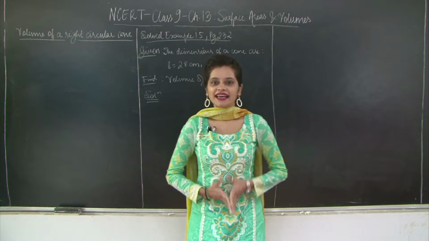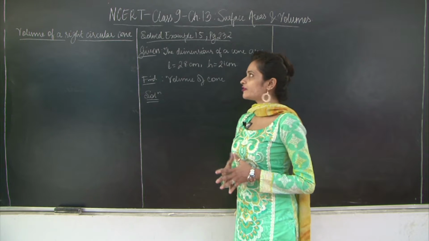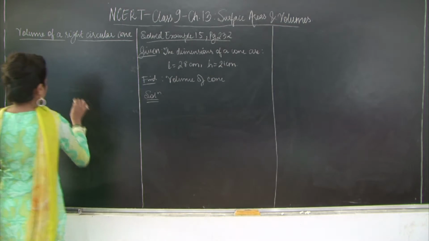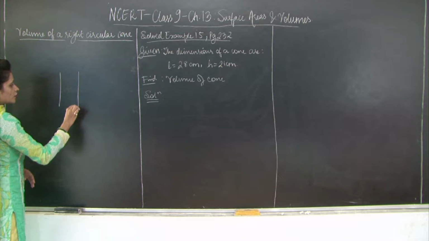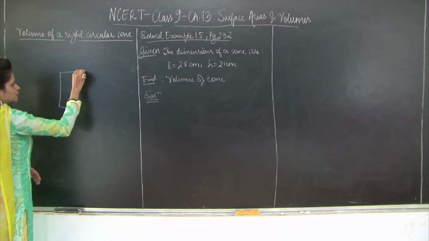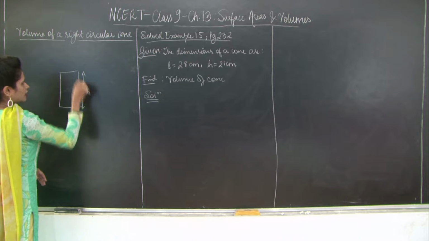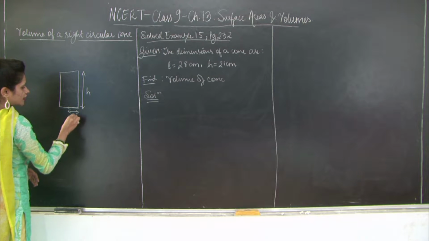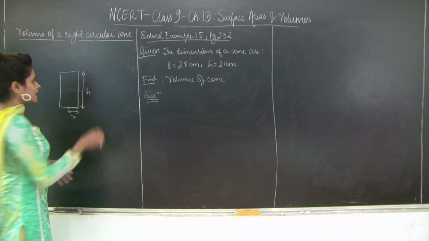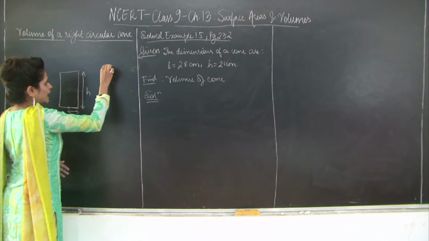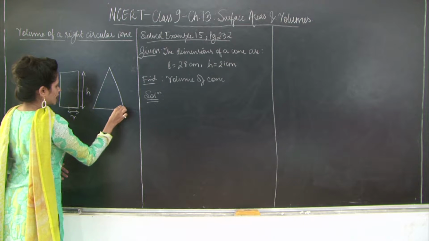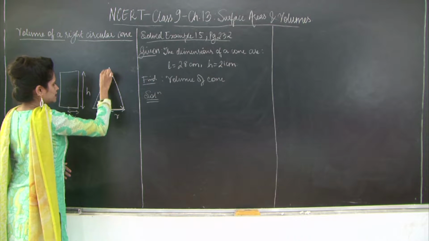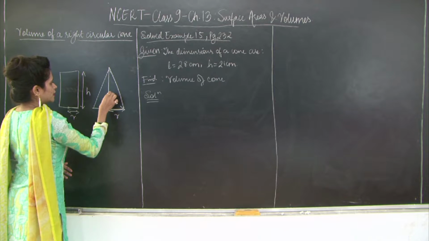Hello students, welcome back. Let us learn a new concept, that is the volume of a right circular cone. So how do we understand this concept? Let's take a right circular cylinder of height h and base radius r. So from this region to this region the length is r. Now let's take a cone of the same height and same radius. So this region is r and this length measures h.